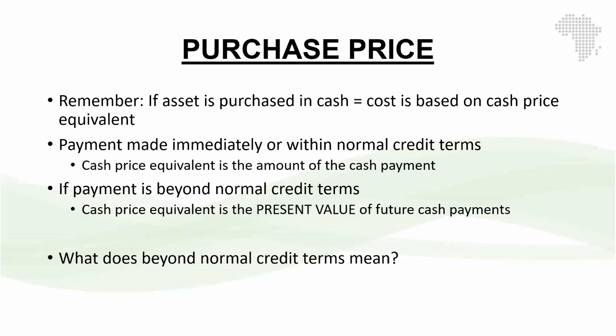What does that mean? I need to pay 100,000 Rand for this asset. Cash price equivalent is the cash payment of 100,000 Rand. But in the event that I'm paying this supplier of mine at a later date, so I buy this asset on 1 January. Normally, the creditor says, okay, you need to pay me after 30 days.